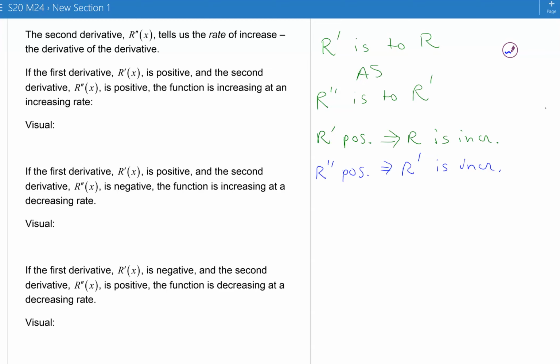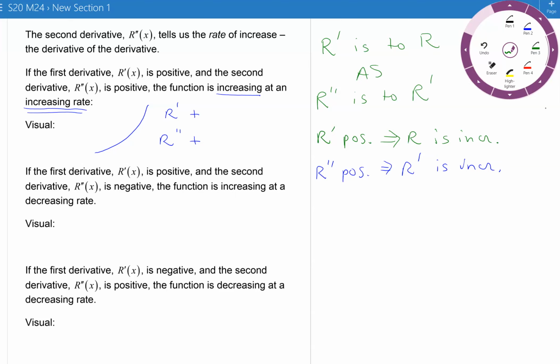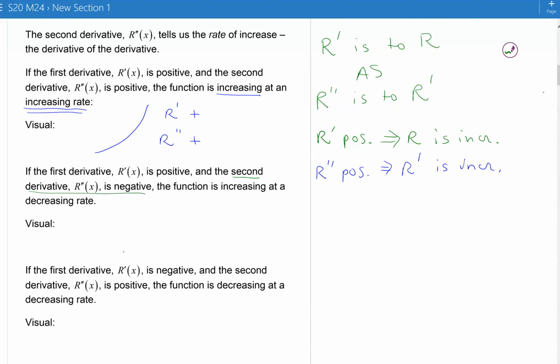So if the first derivative is positive and the second derivative is positive, then the graph is going to look something like this, and the function is increasing at an increasing rate. So this is R prime is positive and R double prime is positive. There's another way the function can be increasing, and that's if the second derivative is negative, and then our function will look something like this, where it's still increasing, but it's increasing at a decreasing rate. Whatever's happening is slowing down. It's increasing less and less.